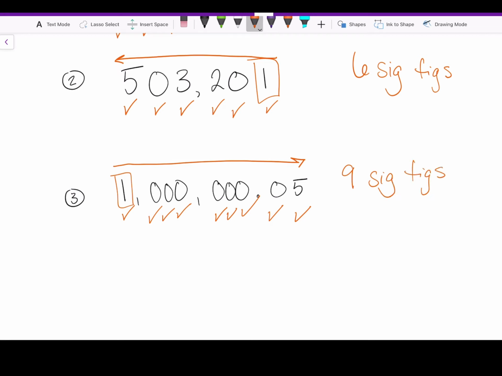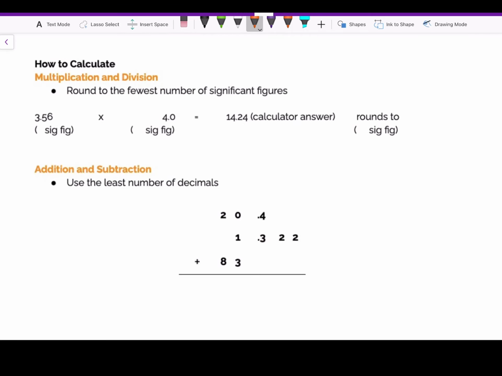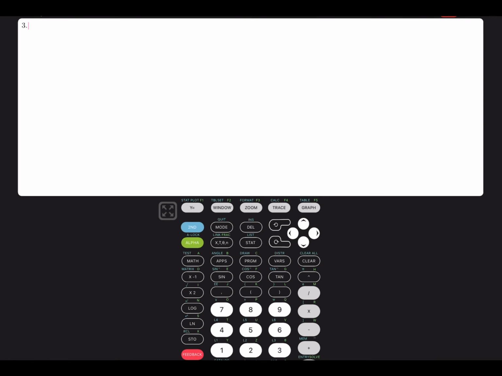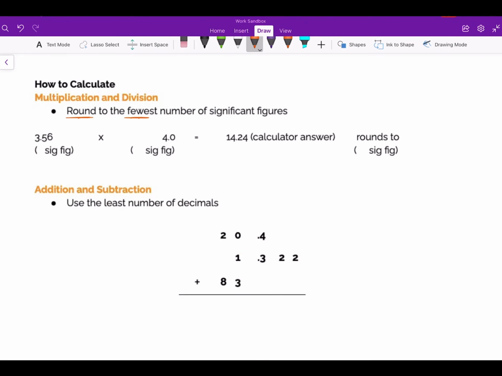That is a lot. Okay, let's talk now about how to calculate with multiplication, division, and addition and subtraction. For multiplication, we're going to round to the fewest number of significant figures. So let's say you have the multiplication problem, 3.56 times 4.0. If you put this in your calculator, you get 14.24. But in order to figure out the number of significant figures, we're going to round to the fewest number of sig figs. We have to calculate them.